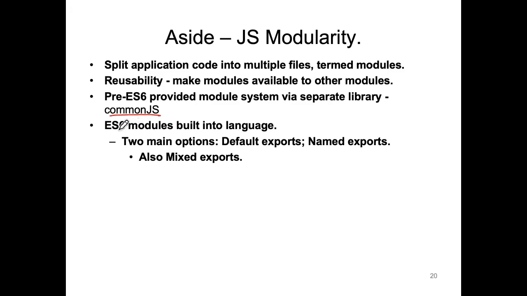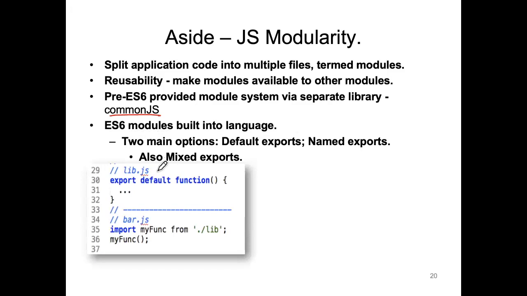So if you want to use ES6 modularization, there are two or really three options available to you. You can have what are called default exports, named exports, or a mixture of the two of them. The mixture of the two is the third option.